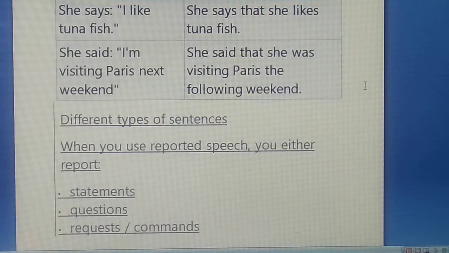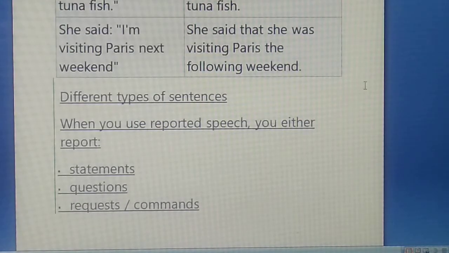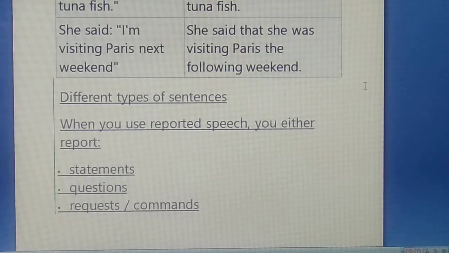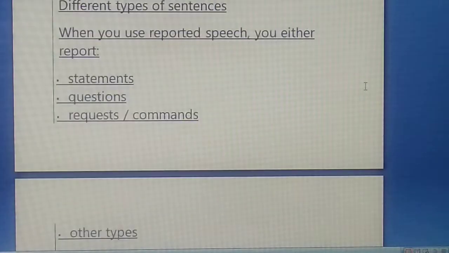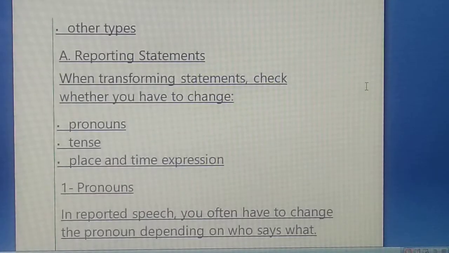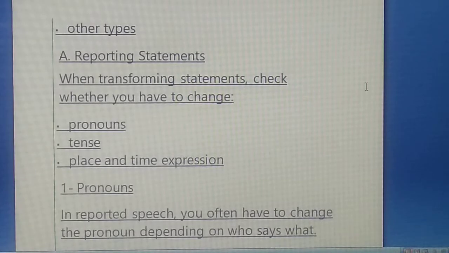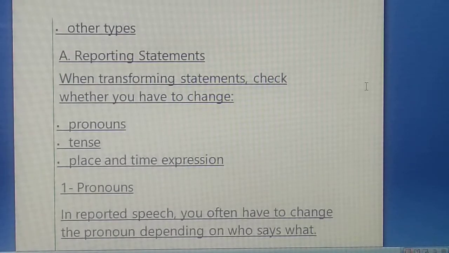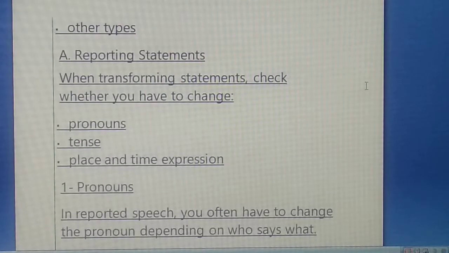Different types of sentences. When you use reported speech, you either report what? Statements, questions, requests or commands. Commands means orders. Other types are reporting statements. When transforming statements, check whether you have to change the pronouns, the tense, the place and time of expression. These things need to be checked. Okay?